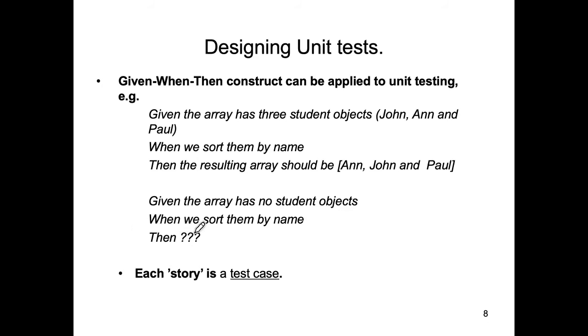And you can just skim over those two yourselves for a second. I put a question mark here, actually. What am I saying here? Given the array has no student objects, so if I pass an empty array of student objects to my method, which could arise, when we sort these by name, then what should happen? Well, what should the method return back to me?